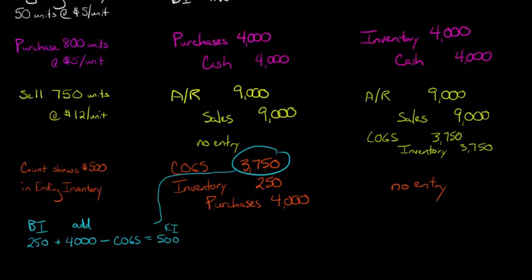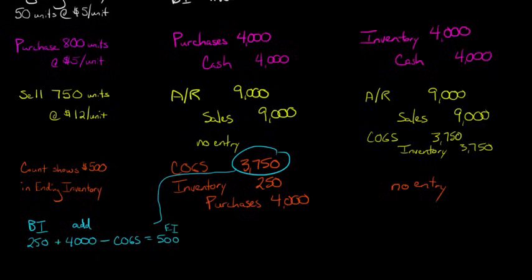So by using this ending inventory amount, we can solve for what our cost of goods sold was, right? All we're saying here is really simple. We're just saying, look, what we started with, if we added something to it, we took something away, and that left us with $500. And our only unknown is what we took away, what the cost of goods sold was.